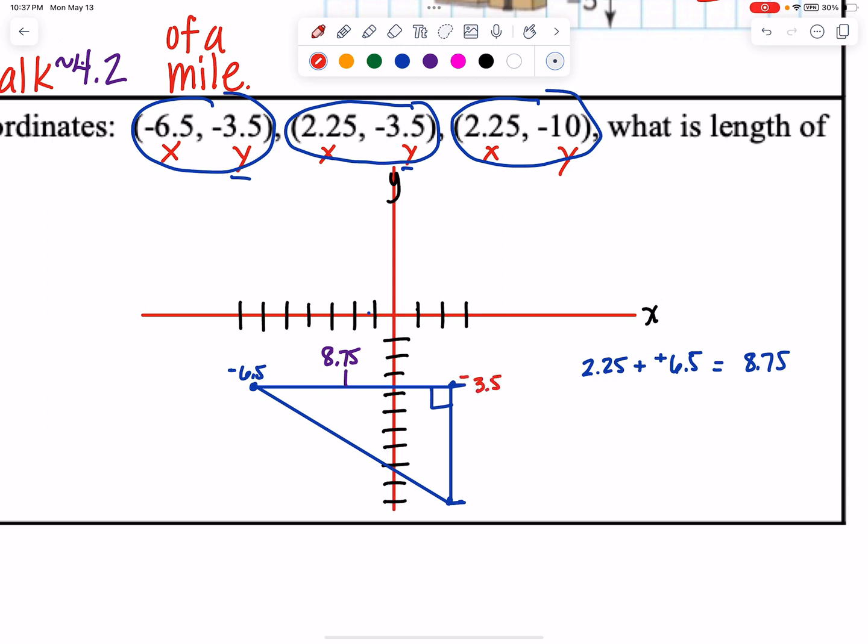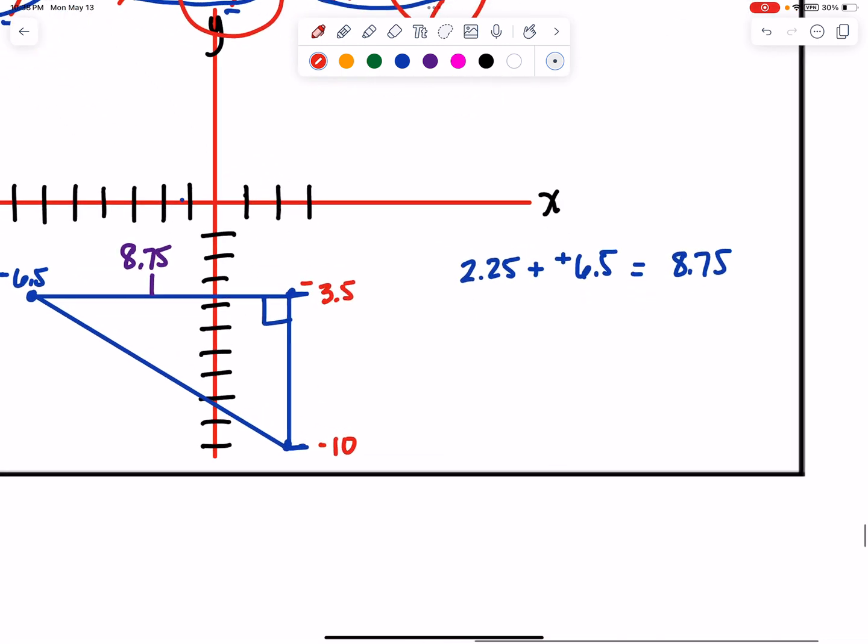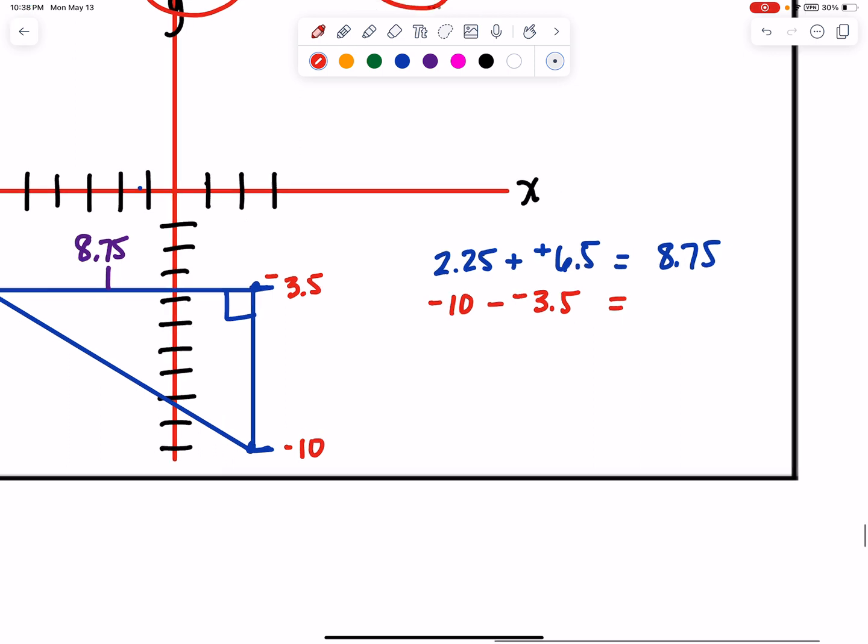So I'm at a negative 3.5, okay? And then how far did I go down? I went down to negative 10, okay? And so you can see my two y's for that one. And how do I find the difference? Well, we just subtract them, right? So negative 10 minus a negative 3.5, and that's going to tell us the difference.